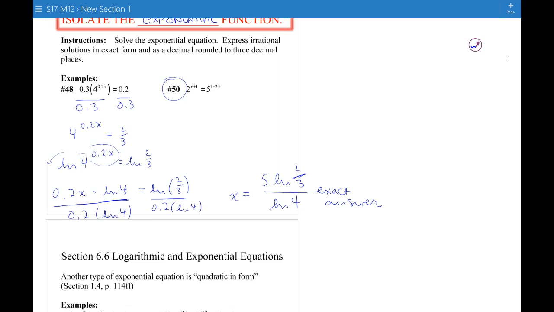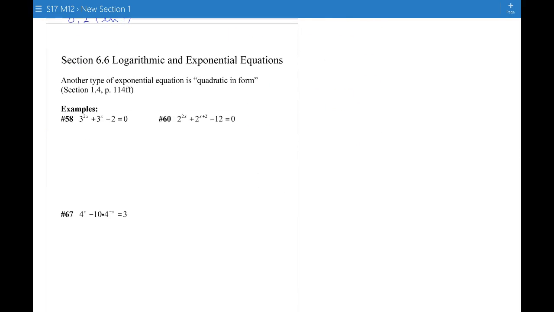Okay, so let's do number 50 in class together. And then this is the last type of exponential equation we're going to look at. And this is quadratic in form. So remember that quadratic in form means a, something that looks like an x squared, plus b, something that looks like an x, plus c equals 0. But remember, we looked at ones that look like w to the 4th plus 6w squared minus 7 equals 0.